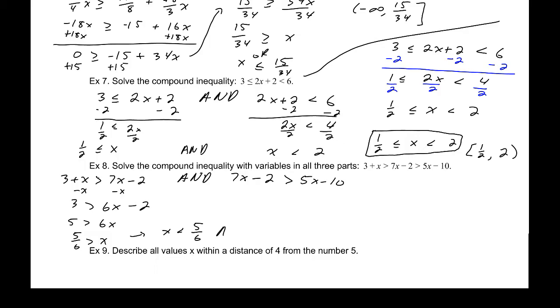And okay, over here on the right, I'm going to subtract 5x from both sides. All right, so I get 2x minus 2 is greater than negative 10. Adding 2 to both sides. 2x is greater than negative 8, or x is greater than negative 4.